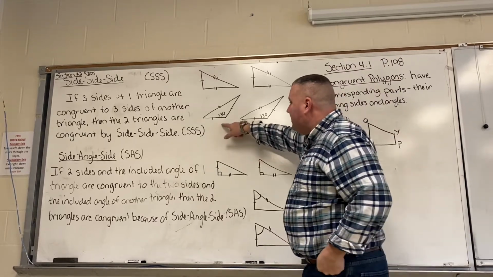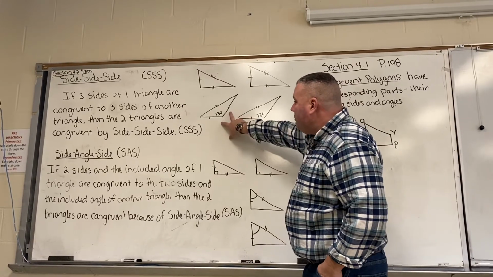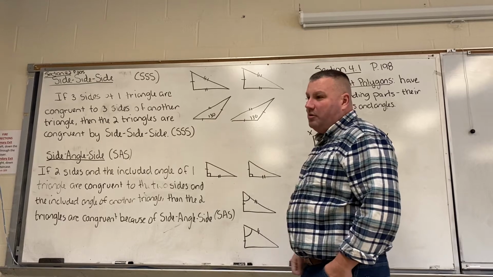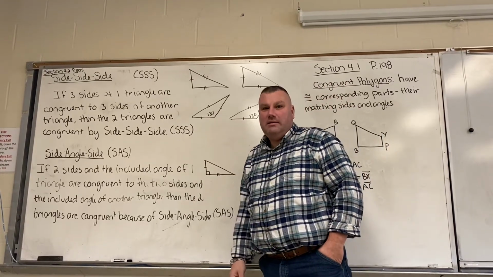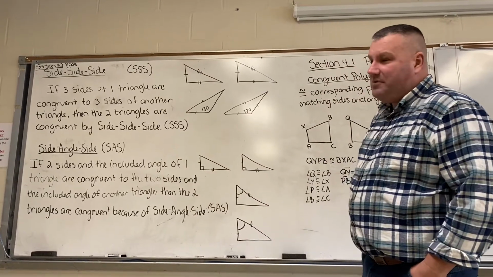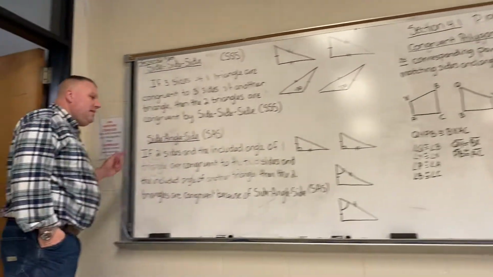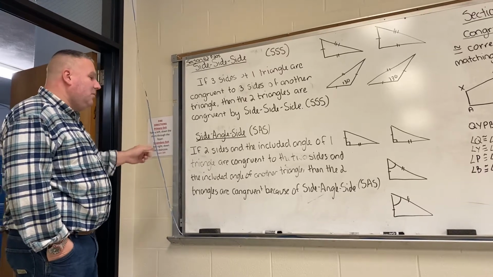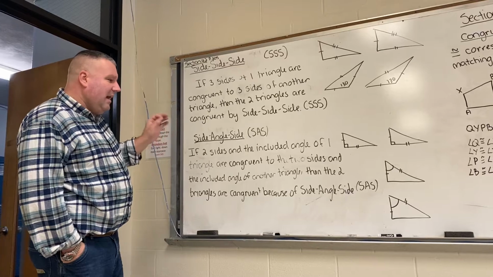Same thing here. Notice that this is an isosceles triangle, but you have these 2 congruent sides, and then you have this side here, which is also congruent. Okay? It has to be the corresponding sides. Okay? Finally, we have the side angle side. The abbreviation is SAS. If 2 sides and the included angle of a triangle are congruent to the 2 sides and the included angle of another triangle, then the 2 triangles are congruent because of side, angle, side.